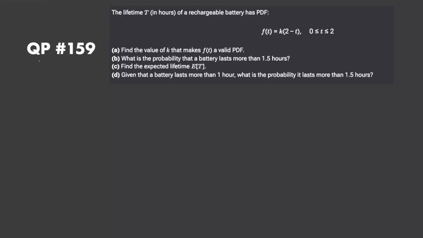Hello everyone, today let's take a look at QP159, a pretty basic question about general continuous distributions. So we have this density function here, f of t, equal to k times (2 minus t), where t is between 0 and 2, and in part A we need to find the value of k that makes f of t a valid PDF.